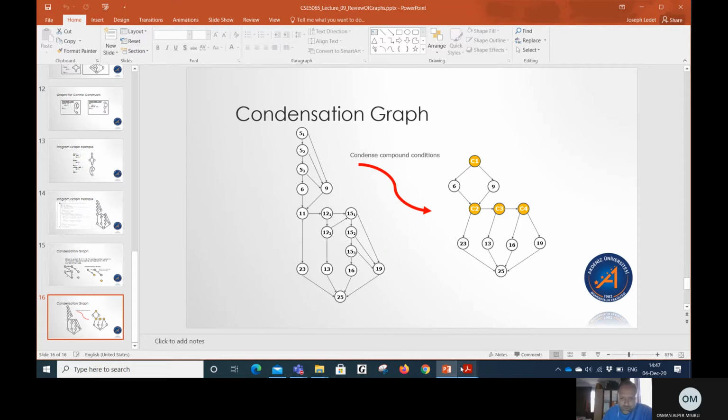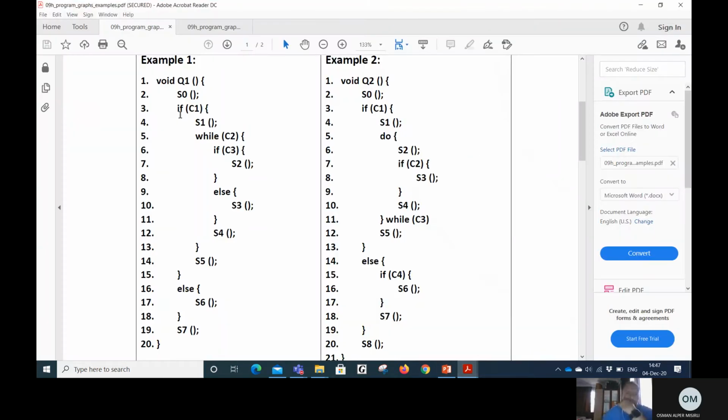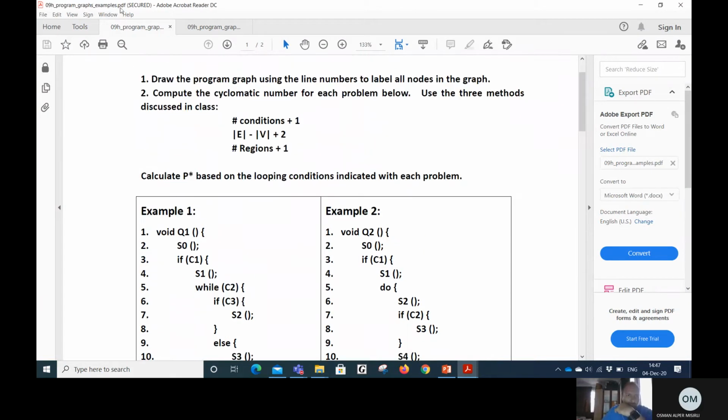Okay. I do want to go ahead and take a look at that example like I was saying. So we'll just look at example 1 here on the PDFs that I shared with you guys. So, okay, the other way to calculate the cyclomatic number would be the number of conditions plus 1. I think it should be number of edges minus number of vertices plus 1, not plus 2, right?